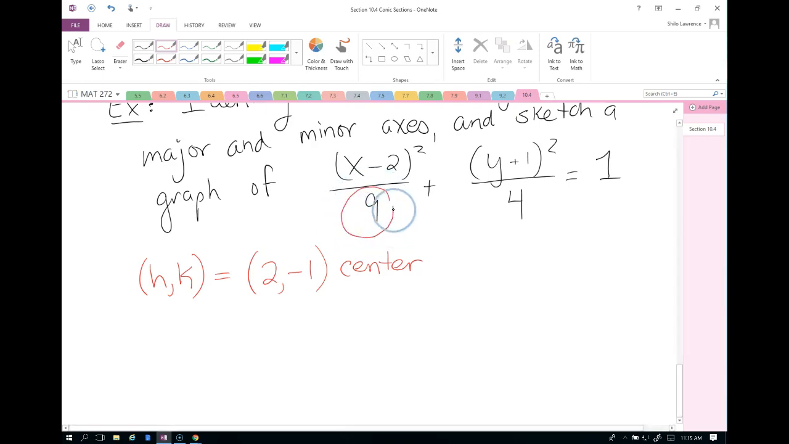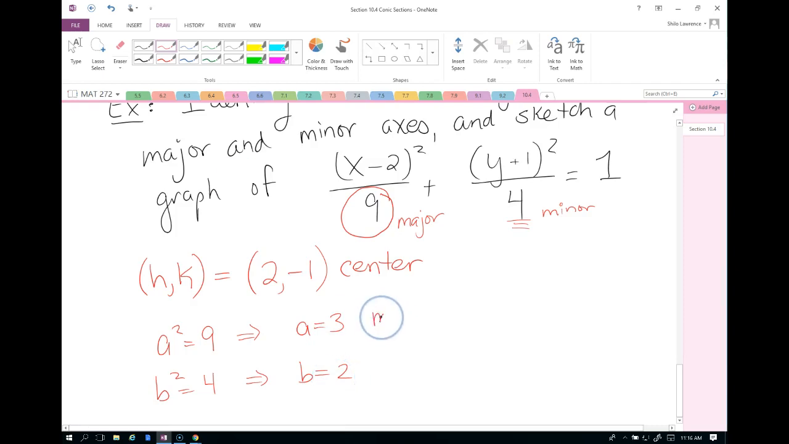And because the 9 is larger than the 4, our major axis is going to be our horizontal axis. And then our vertical axis will be our minor axis. So remember, this denominator in the formula is a squared. So a squared is 9. That means a is 3. So when we draw this, we're going to be moving horizontal 3 units. b squared is 4. That means b is 2. We're going to be moving vertically 2 units. So that's just another confirmation that we're moving farther horizontally than we are vertically.